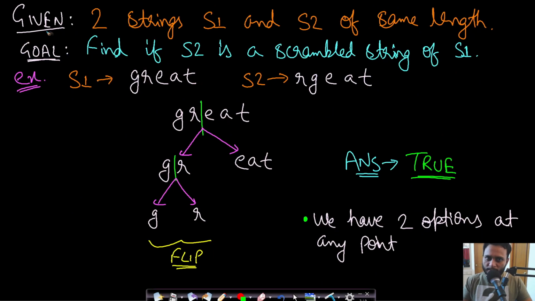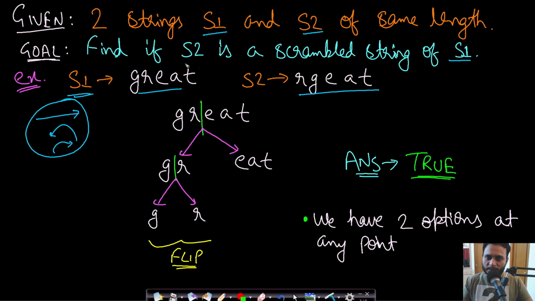So in this problem, we are given two strings S1 and S2 of the same length, and our goal is to find if S2 is a scramble string of S1. Now one example is if S1 is "great" and S2 is "rgeat", then is it possible to apply the previous algorithm, okay, like partitioning between two characters and then rearranging them? Either we will arrange in the same order or we will just flip the order.